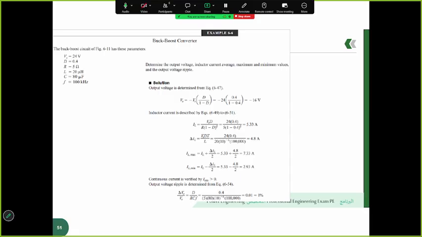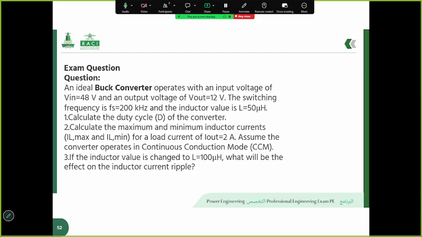Finally, the output voltage ripple is calculated, which represents the small fluctuation in the output voltage. The ripple is determined by the capacitance and the ripple in the capacitor current. The slide uses the formula delta Vo over Vo to calculate the voltage ripple as a percentage of the output voltage. The result is a ripple of 1%, which is typically a very low value, indicating a well-designed output filter.